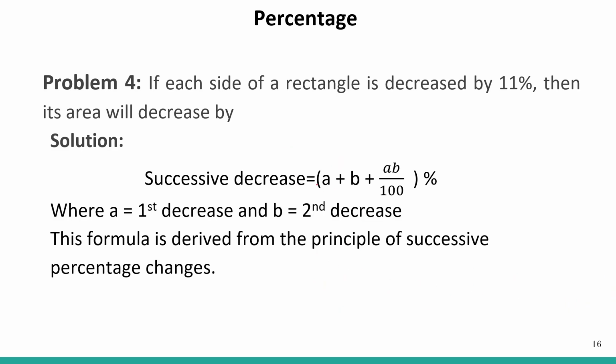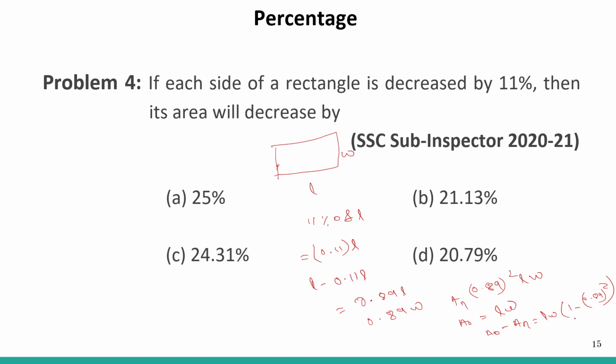So successive decrease is equal to what? A plus B plus AB by 100%. Okay, so first decrease and second decrease. So the decrease in area is this. Okay, the original area was this. So how to evaluate the decrease in percentage? Okay, so it will be what?